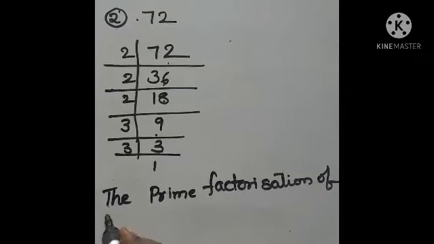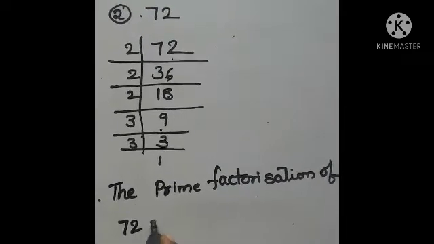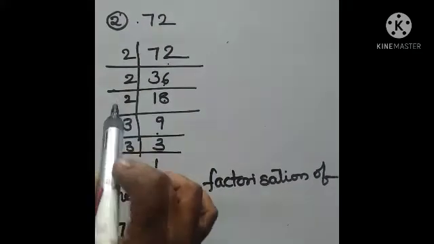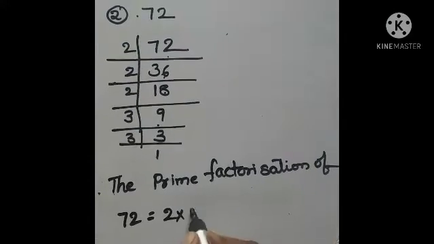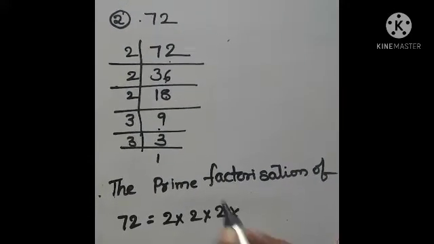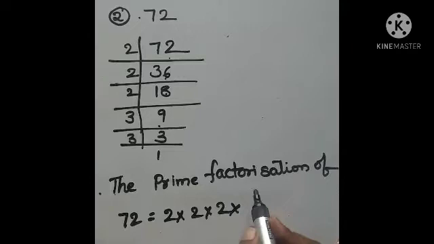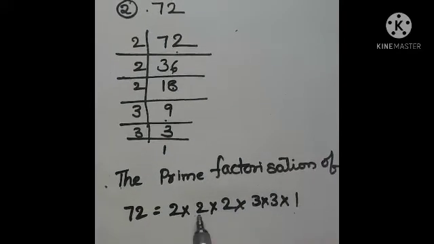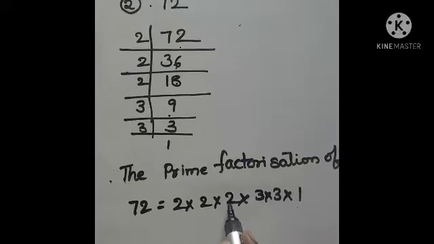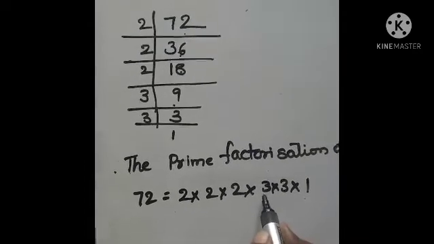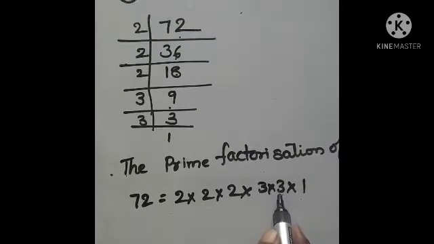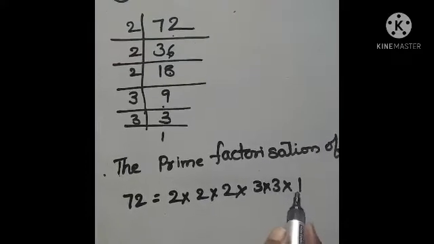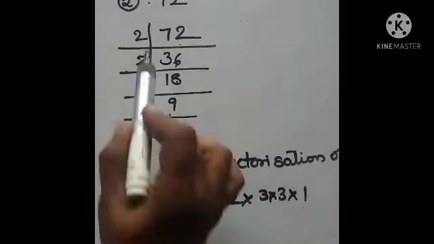The prime factorization of 72 is 2 into 2 into 2, then 3 into 3 into 1. 2 2s are 4, 4 2s are 8. 8 3s are 24, 24 3s are 72. 72 ones are 72. Is it clear, everybody, my dears?